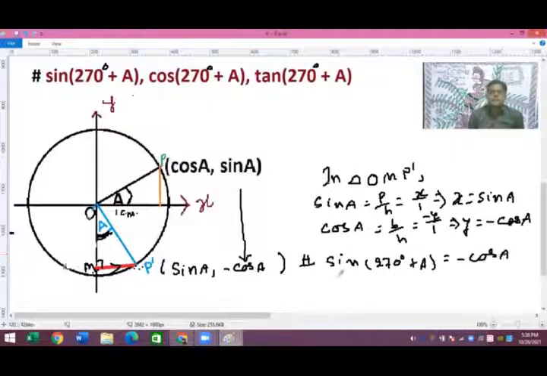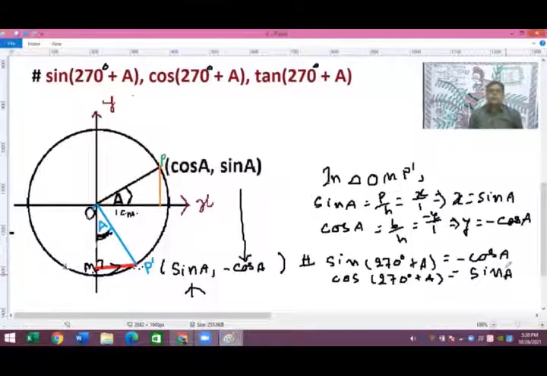And similarly you can see that cos of 270 degrees plus a equals, now when it was P, then it was cos a according to this angle a. Now when it is 270 plus a, the x coordinate is, you can see here, positive sine a, so we can write here sine a.